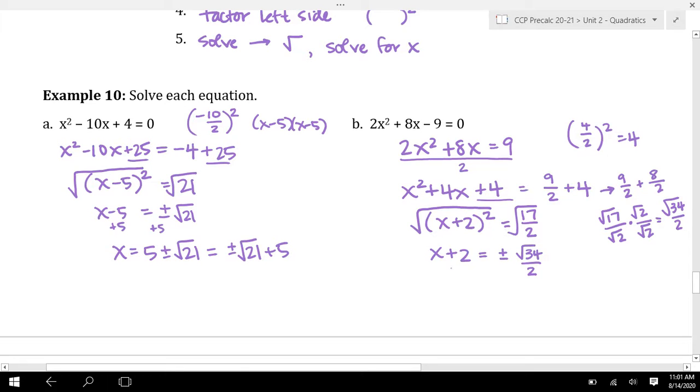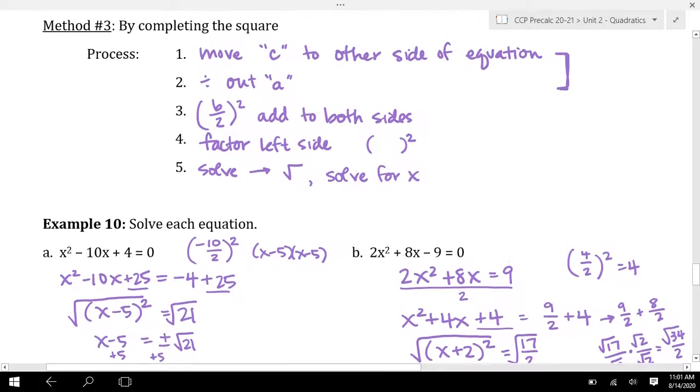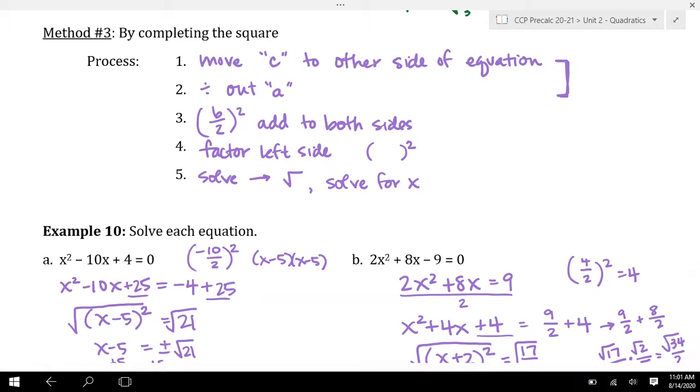And now I can finish solving for x by getting rid of the plus 2. So I'm going to subtract 2 from both sides, but I'm going to leave that negative 2 out front. So negative 2 plus or minus square root 34 over 2. All right, so there we have 2 examples of completing our square. Okay, again, not my favorite method. I don't typically choose it when I have an option, but it's going to be really important to remember how to do when we work on our conics.